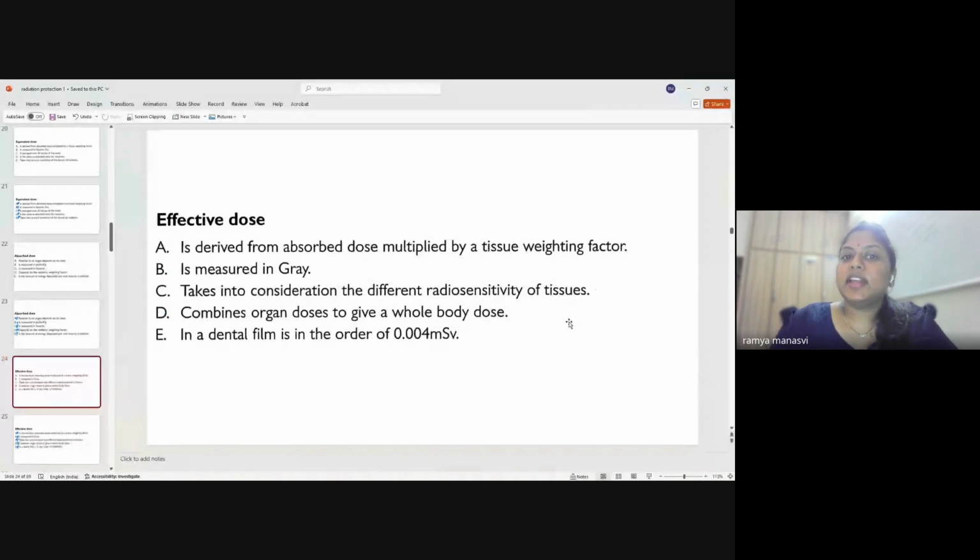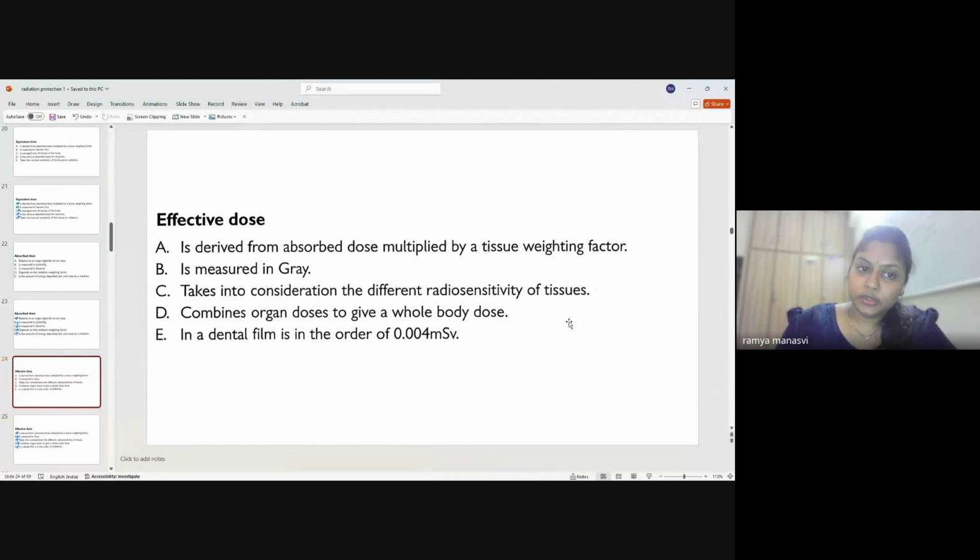Effective dose is derived from absorbed dose multiplied by tissue weighing factor. No, it is equivalent dose into tissue weighing factor. Is measured in gray. No, it is measured in sievert. Takes into consideration the different radiosensitivity of tissues. True. Combines organ doses to give a whole body dose.